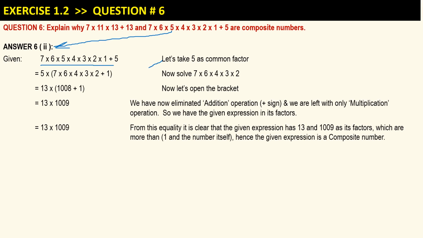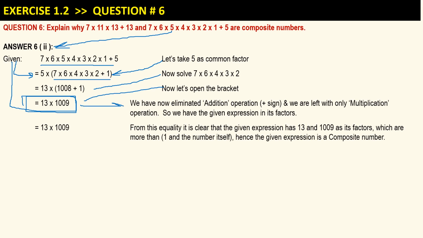So let's take the number 5 as the common number, and we see that the given expression can be written as 5 times bracket start 7 times 6 times 4 times 3 times 2 plus 1. Now let's solve the inside of the bracket and we will see that this given expression can be written as 13 times 1009. So if you notice, we have actually eliminated the addition operation, that is the plus sign.